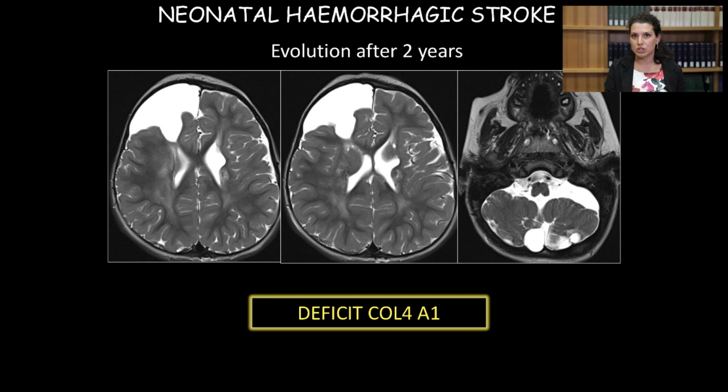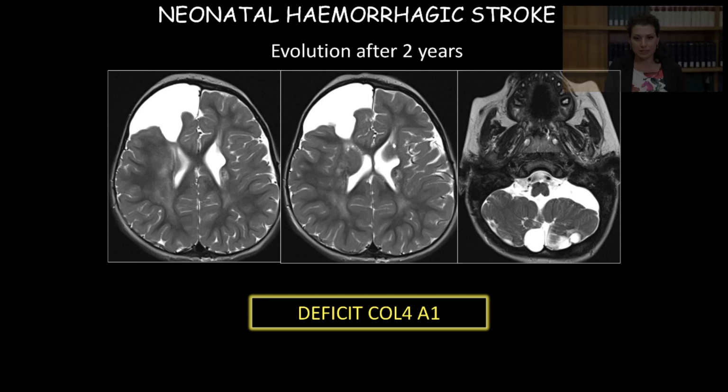This particular condition is related to an alteration of the metabolism of collagen. Therefore, the membranes of the vessels are quite fragile, and therefore they tend to rupture. The breaking of these vessels causes many bleedings, and therefore many hemorrhagic as well as ischemic strokes, as unfortunately this child experienced.